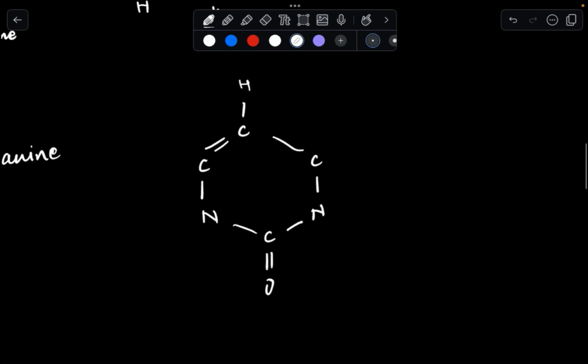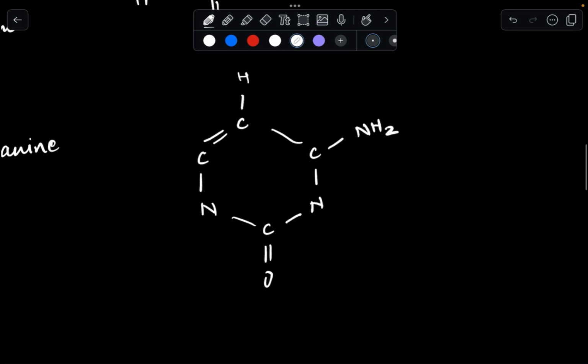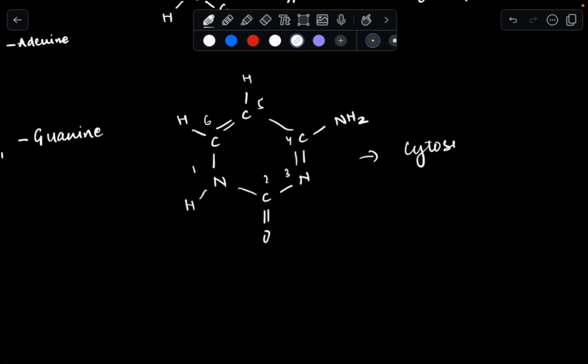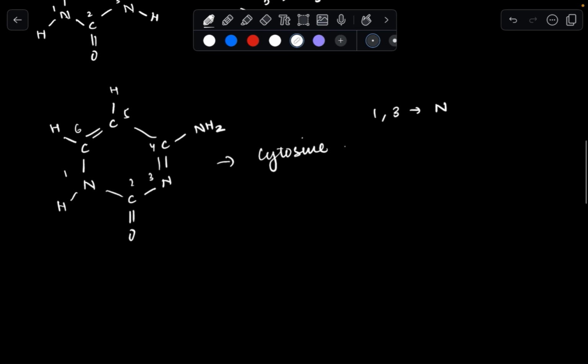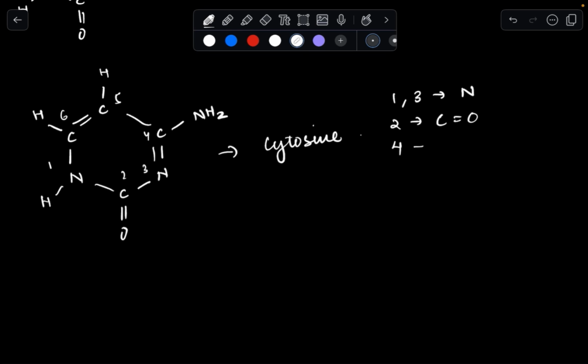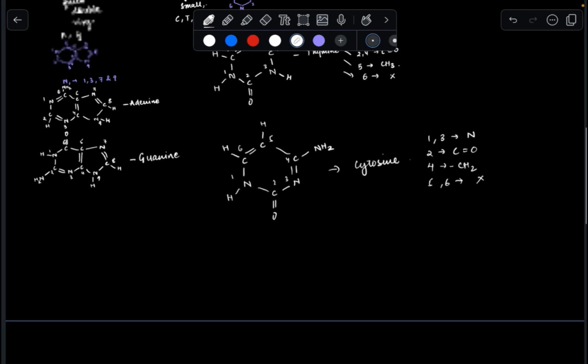This has a double bond, this does not have a double bond, this has this H, and yeah, 1, 2, 3, 4, 5 and 6. This is cytosine. So for cytosine, we can see again the 1st and 3rd have nitrogen, the 2nd has C double bond O, the 4th has an amine, NH2 group. The 5th and 6th have nothing on them. Just remember like this.